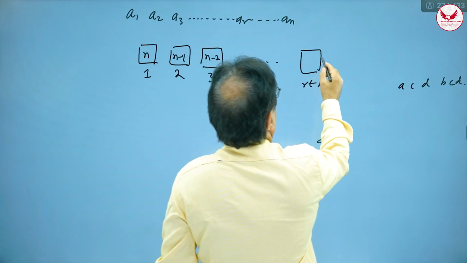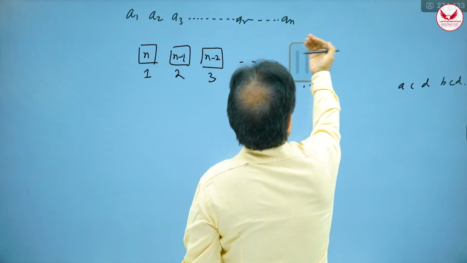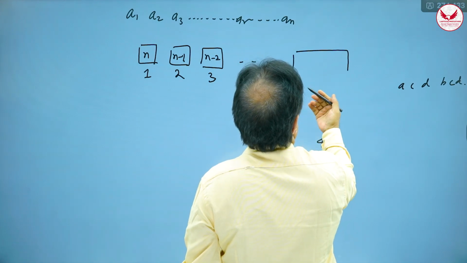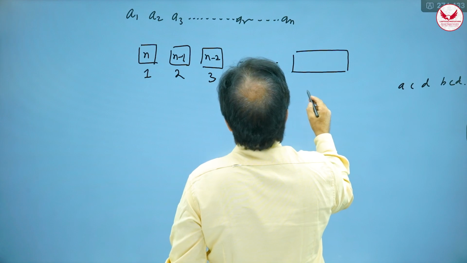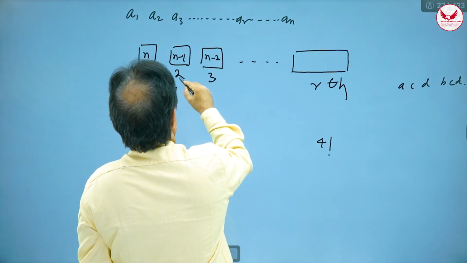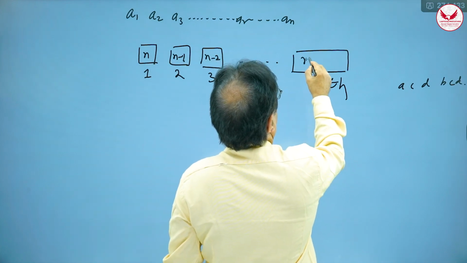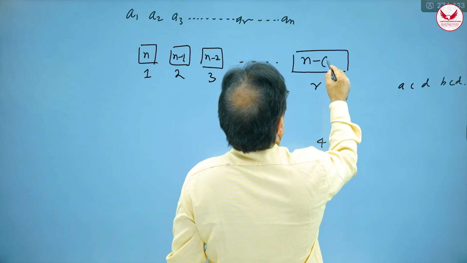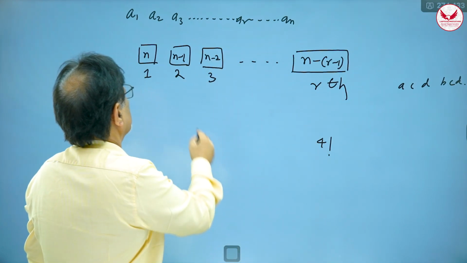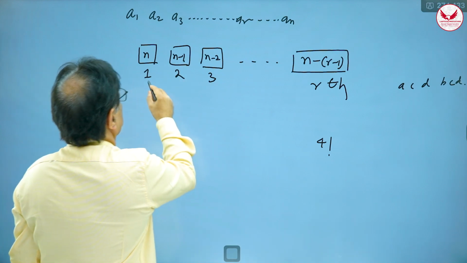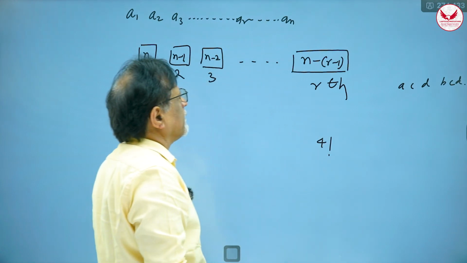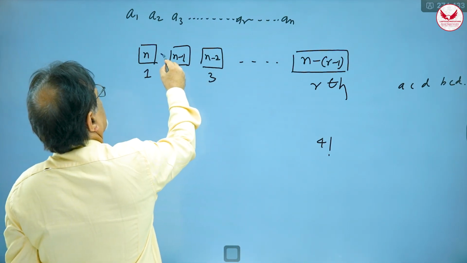So box number is r. So what will I subtract? The box number is the rth box, correct? So here 3, 2, 1. That means from n, I will have to subtract r minus 1. Because if this is 3, this is 3 minus 1. This is 2, this is 2 minus 1. This is 1, this is 1 minus 1, right? So therefore, the last number to be multiplied, and all these jobs are to be done simultaneously.